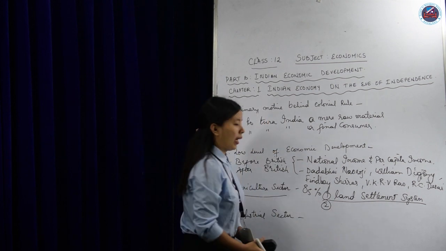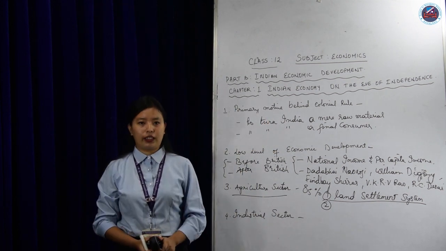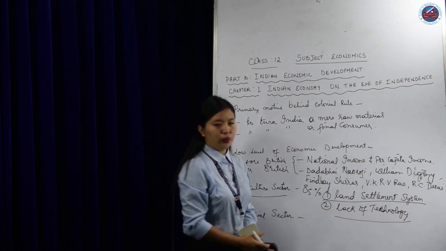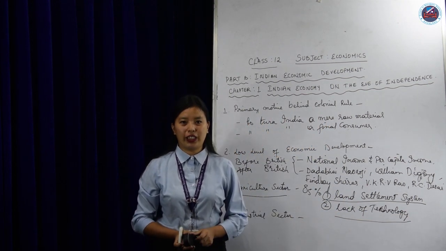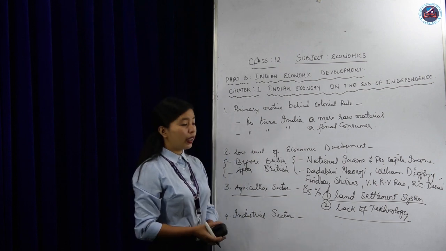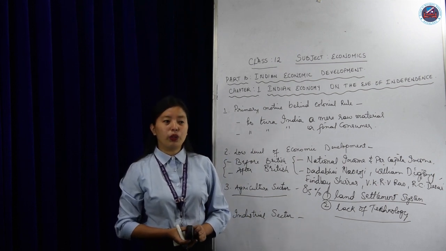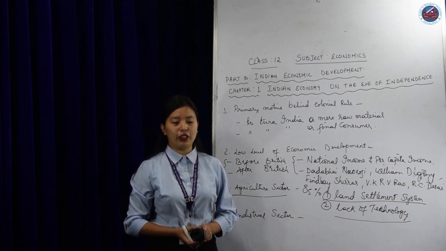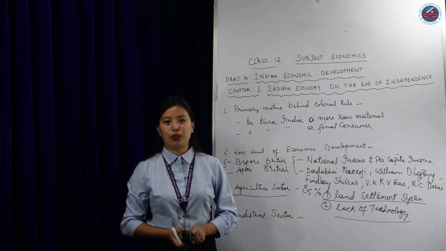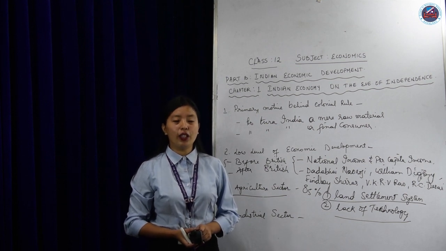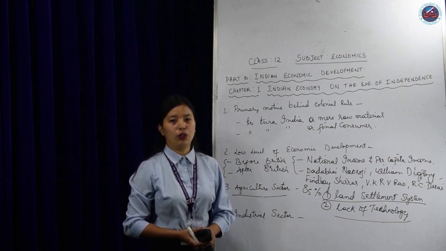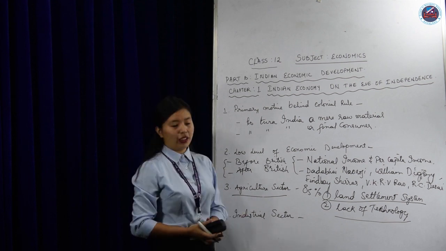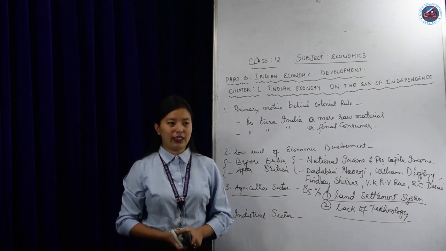The second reason behind the stagnation in the agriculture sector is lack of technology. Unlike today, where we have a lot of technology in the agriculture sector, during the British colonial rule there was no modern technology for the development of agriculture. Farmers during those times were totally dependent on the monsoon season. So that is the second reason behind the stagnation in the agriculture sector.